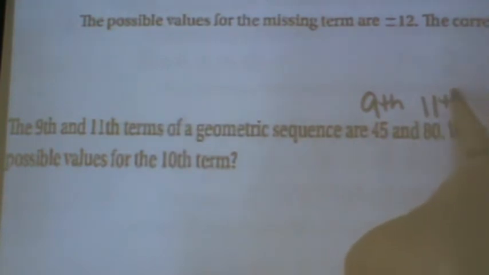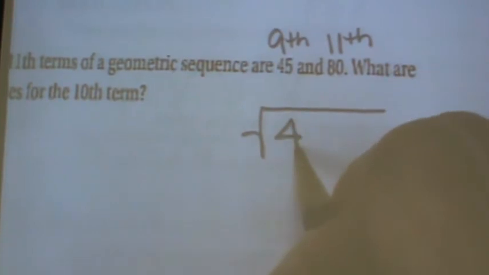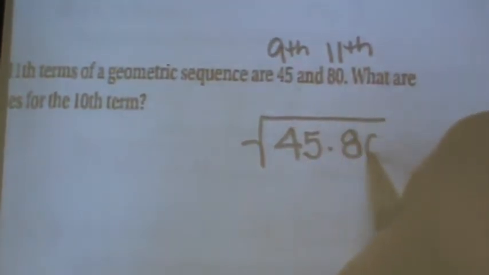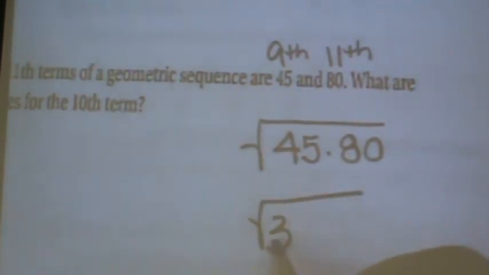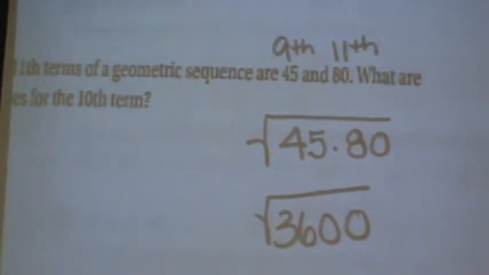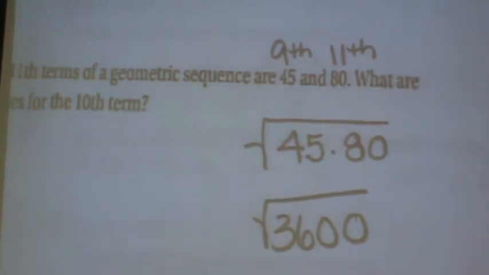Okay, how would you do number 4? It says the 9th and the 11th term. This is the 9th term, and here's the 11th term. How would you find the 10th term? What would you do? Square root of 45 times 80. And you get 60.